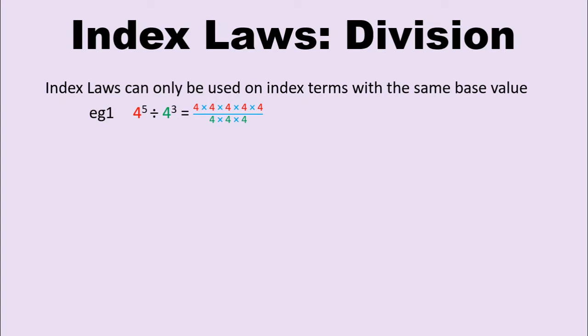If I divide the bottom by 3 4's, I'll be left with 1. When you divide a value by itself, it gives you 1, not 0. So that would end up being 4 squared. See, I've taken off 3 4's from the top, I've taken off 3 4's from the bottom, and I'm left with 2 4's on the top, 4 to the power of 2.